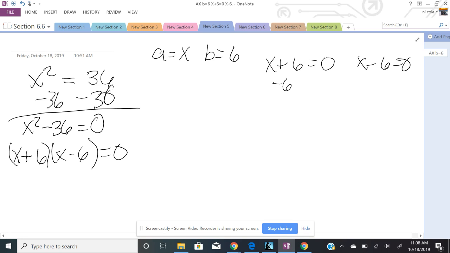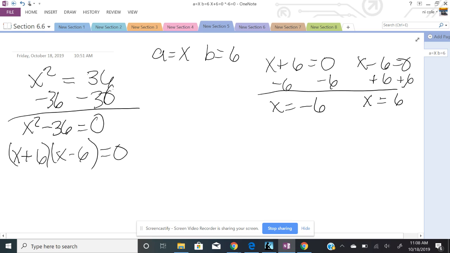Subtract 6, subtract 6, add 6, add 6. Therefore, x is equal to negative 6. And this one, x is equal to positive 6. So when you go in and enter that into Math Excel, you're going to write negative 6, comma 6.